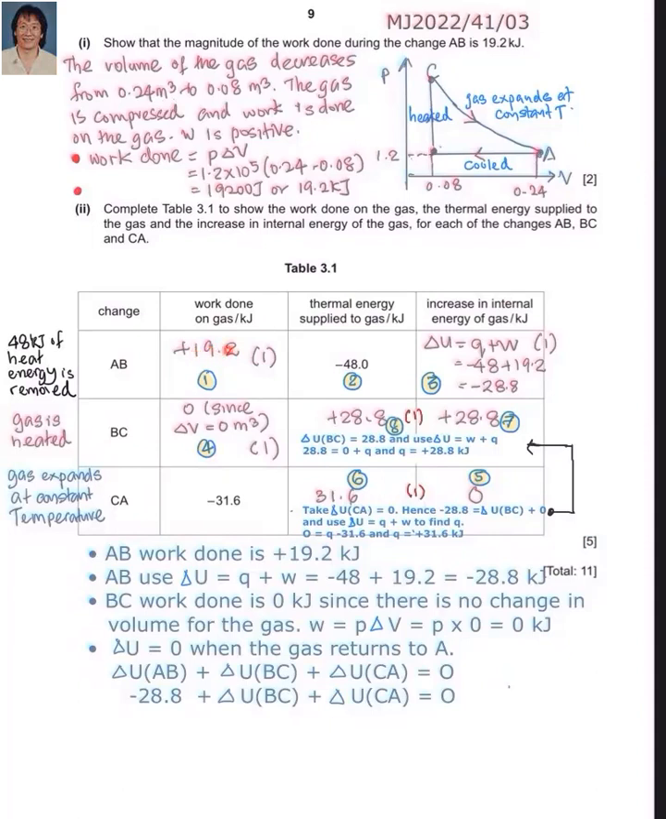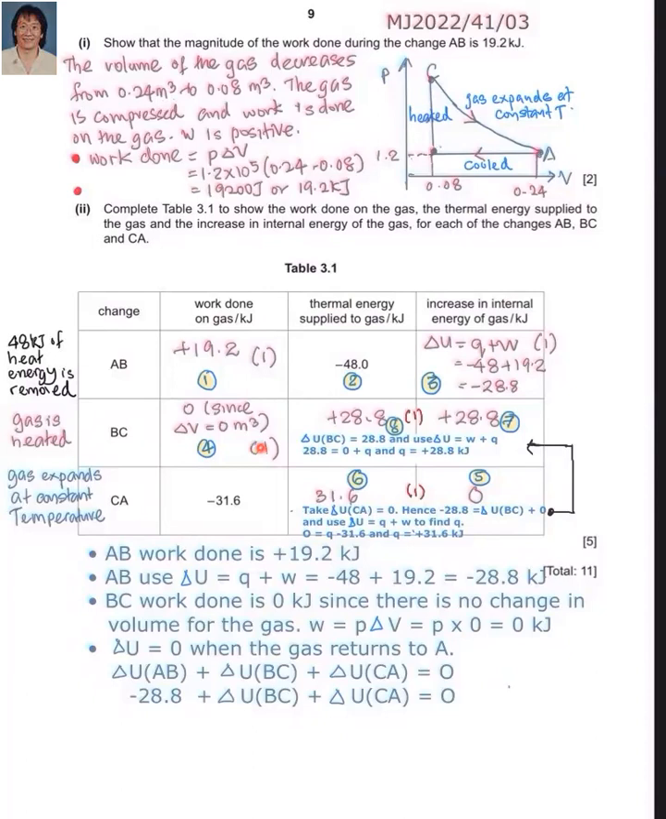Then the second mark is to use the thermodynamic first law to calculate minus 28.8. Your delta U is unknown, your Q is minus 48, and then your W is positive 19.2. This will give you minus 28.8. This will give you the second mark. So 1 mark here, 1 mark here, 2 marks already. And then the third mark is here. The work done for the gas for BC is 0 because there's no change in volume. The volume is constant, so delta V is 0, so work done is 0. So this will carry another mark. So together 3 marks now.